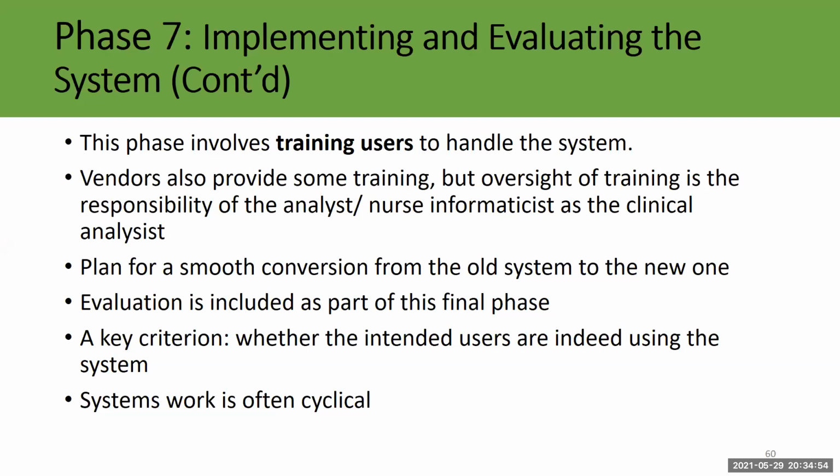So it should be noted that systems work is cyclic. As you saw, it's a cycle. When an analyst finishes one phase of system development and proceeds to the next, discovery of a problem may force the analyst to go back to a previous phase and modify the work that has been done. So that's why we say that system work is cyclic.